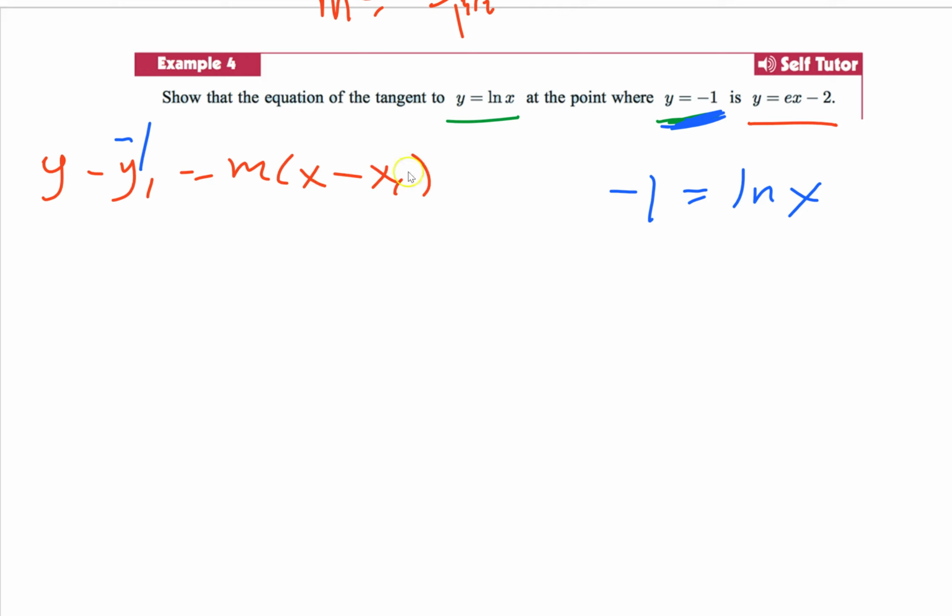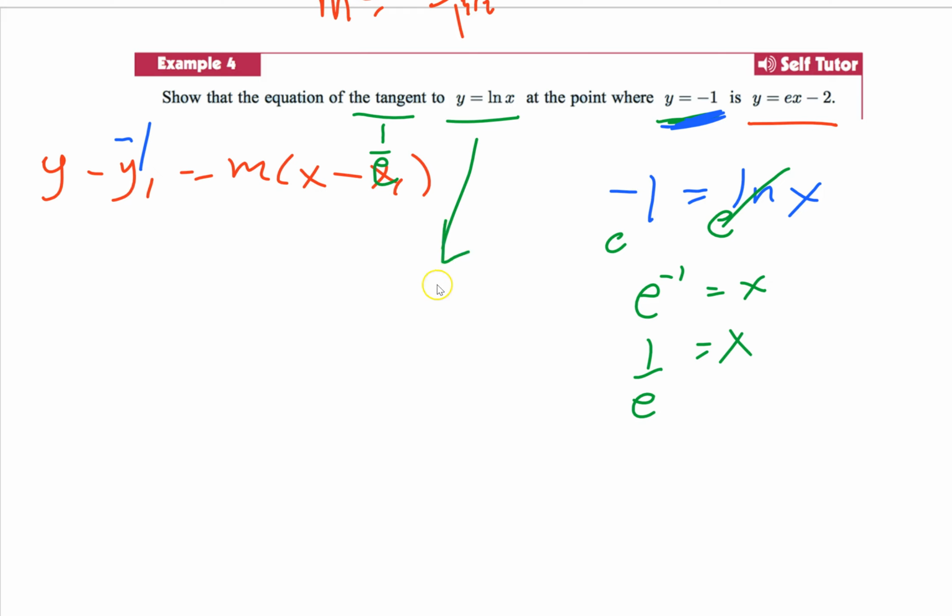So I have to find the x actually. I have to find the x1. So we have to solve this. That's not too bad. We know how to get rid of natural log. You just do e power to both sides. These cancel out. You get e to the -1 equals x. Or if you want, x equals 1 over e. Like that.